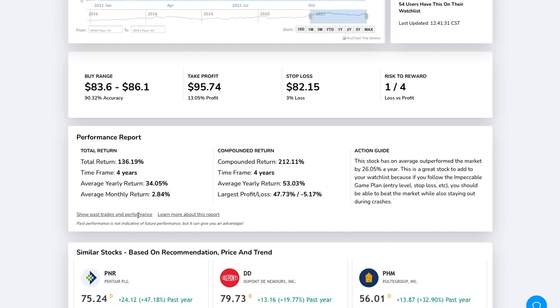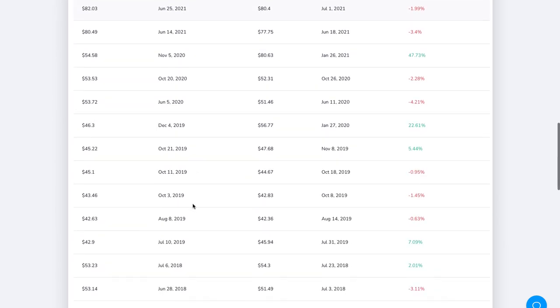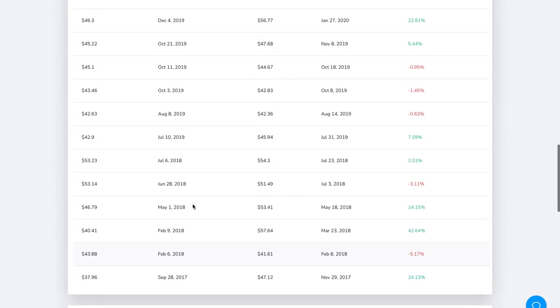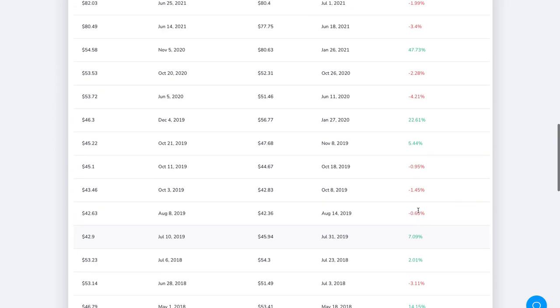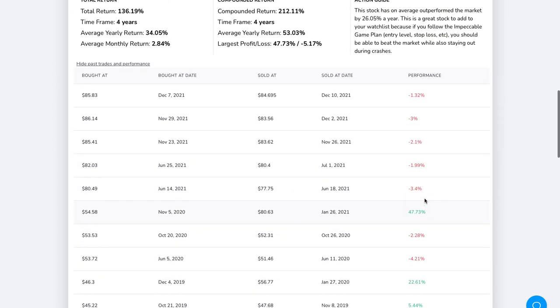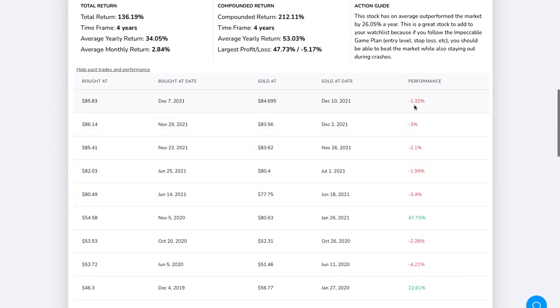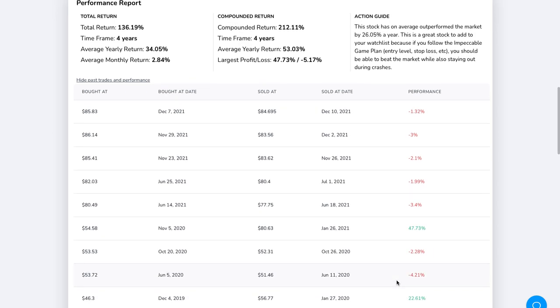Now, again, if we click here to click show past performance, we can actually look at what we can expect. And this is how I want everybody to use this, right? Because we can come in here and we can see, okay, look, we can see what we can expect. So green, red, green, green, red, green, green, red, red, red, red, green, green, red, red, green, red, red, red, red, red. So this is something to be aware of.